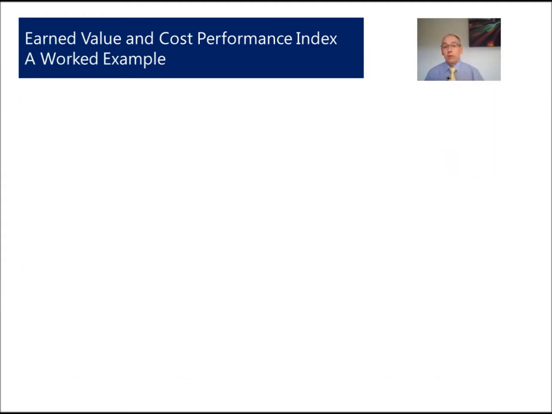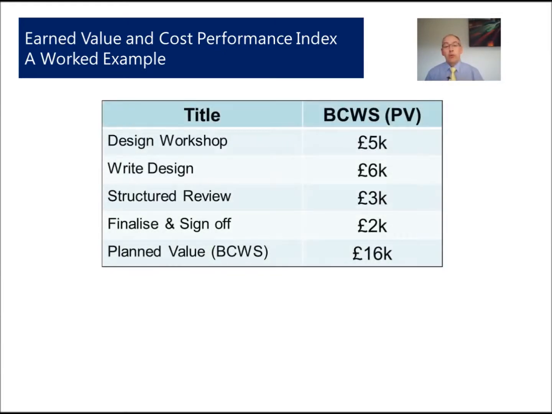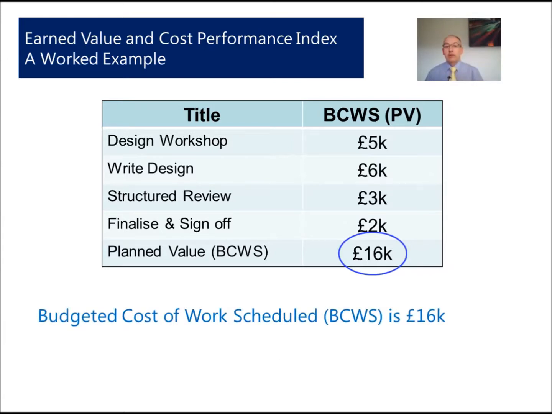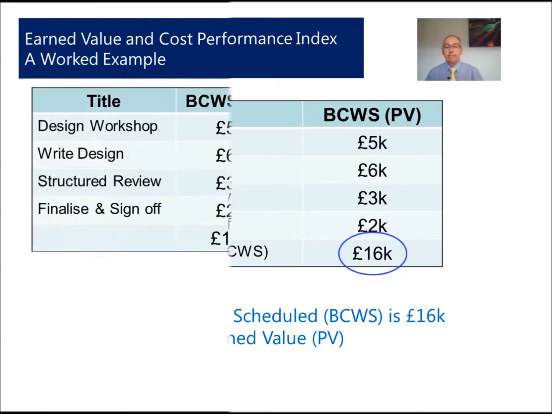Let's look at a worked example. Now we'll assume that we need to do some design work, and what we need is a budget to complete this design work. We'll start with £5,000 for the design workshop, write the design, do a structured review, finalise it, and that gives us the budgeted cost of work scheduled. So our planned budget is £16,000, known as the planned value or the BCWS, to produce the design.